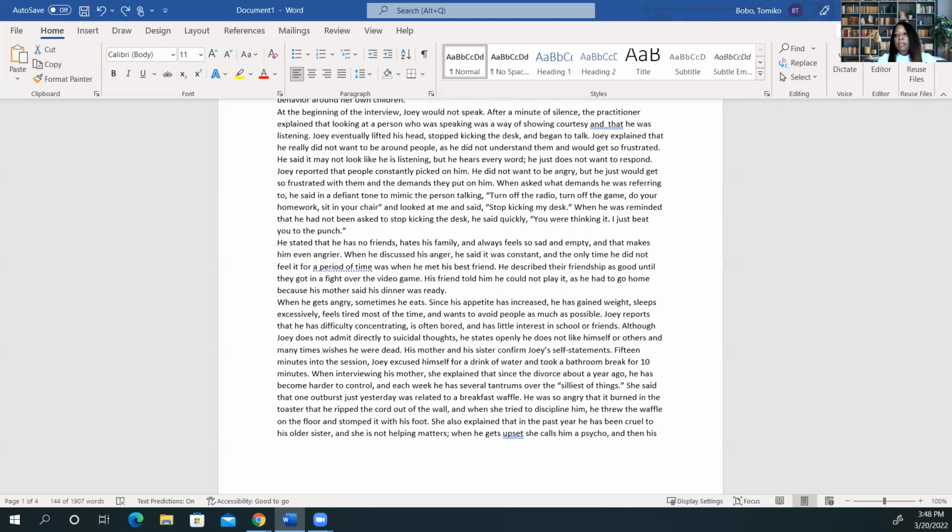Joey explained that he really didn't want to be around people and that he didn't understand them and would get so frustrated. He said that he may not look like he's listening, but he hears every word. He just doesn't want to respond. He reported that people constantly pick on him and that he did not want to be angry, but he would get so frustrated with them and the demands they put on him.